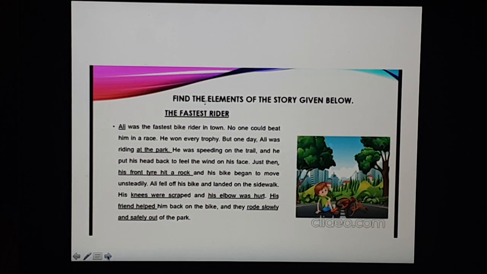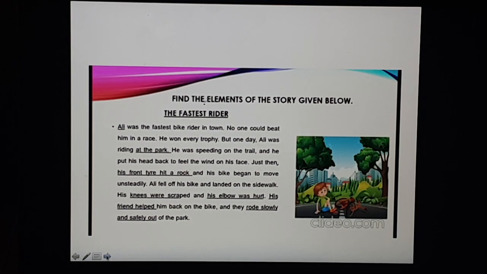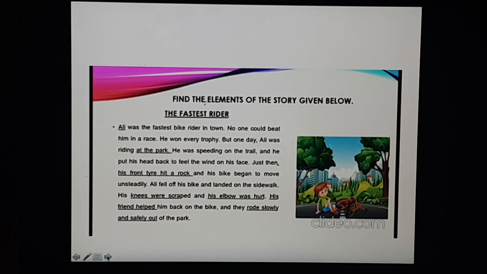Ali was the fastest. This is the description of Ali first, the characterization of Ali. Ali is the character and describing him is the characterization. No one could beat him in a race. He won every trophy. This all is the characterization. But one day Ali was riding at the park. So from here the sequence starts.